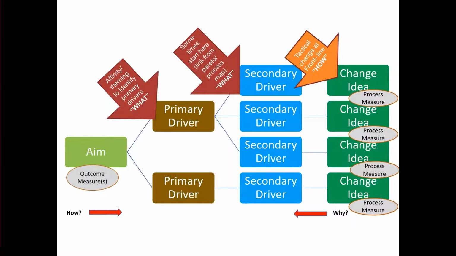And here's where you would place your process and your outcome measures. If you ask the question how and answer it from the left to the right, you should have a logical way of describing your project, by answering the question how from the aim all the way over to the change ideas. And if you answer the question why from the right to the left, working backwards, again, you should be able to answer each from the change idea to the secondary to the primary. I'll give you an example of that here.